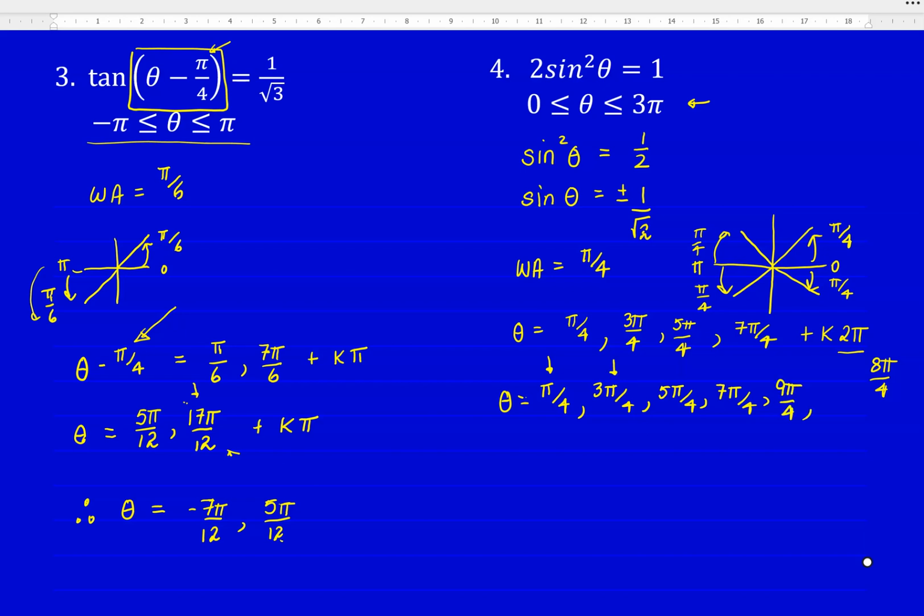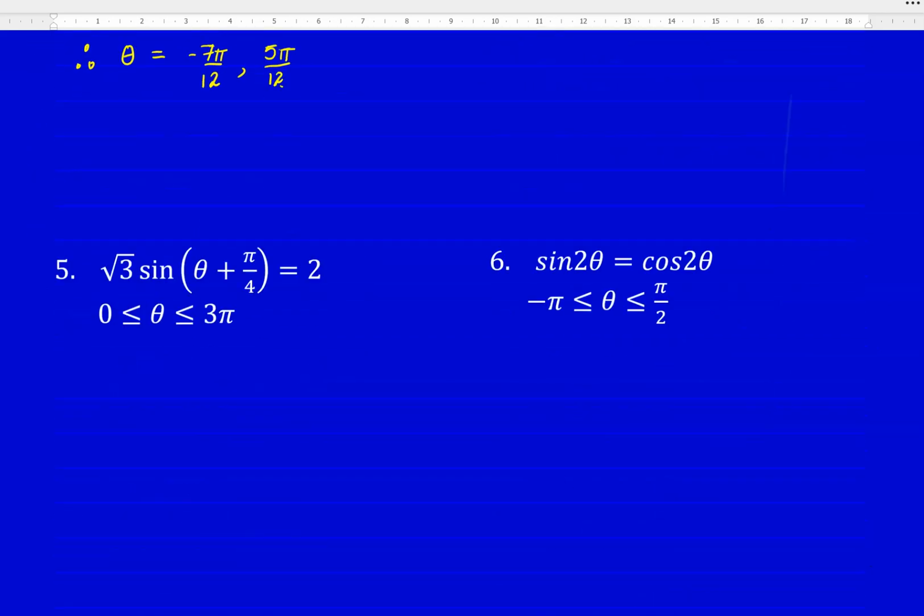Now I do this one. 3 plus 8 is 11 pi on 4. I think I can squeeze that in. If I then do this one, 5 plus 8 is 13 pi on 4, but 13 divided by 4 is greater than 3, so that's outside of my domain. So we're done. And you can check that on the calculator if you so desire. Onward.